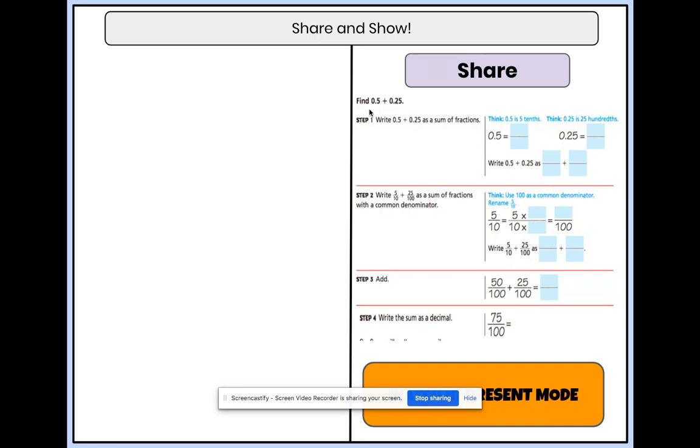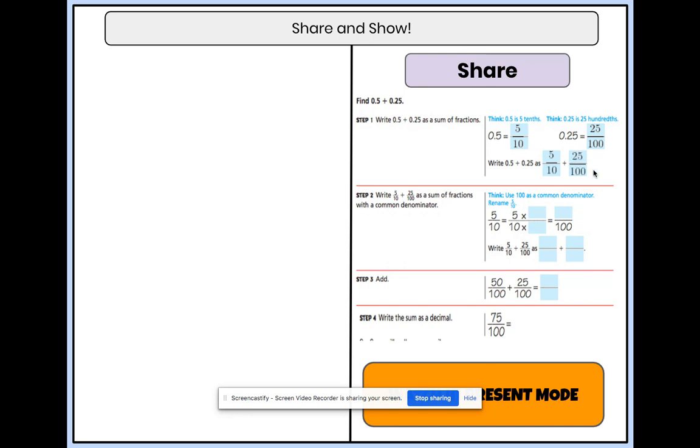So if we go to find the sum of 5/10 plus 25 hundredths, we're going to need to go through a couple steps in order to find the sum. For step 1, we're going to want to write 5/10 plus 25 hundredths as fractions. So when we do that, 5/10 as a fraction looks like this, and 25 hundredths as a fraction looks like this. So we rewrite that as 5/10 plus 25/100.